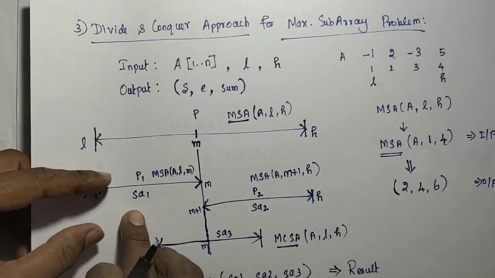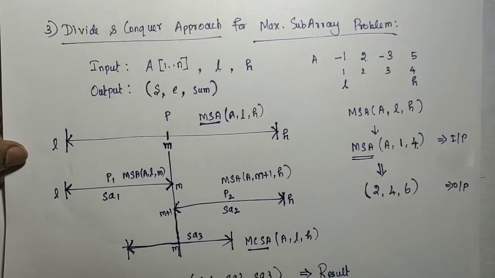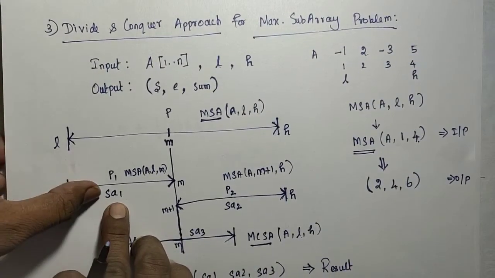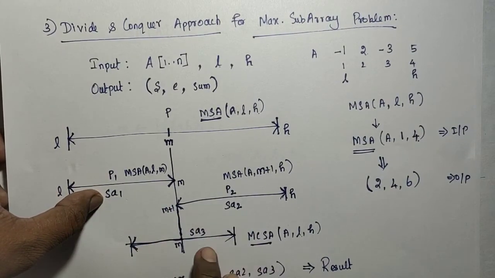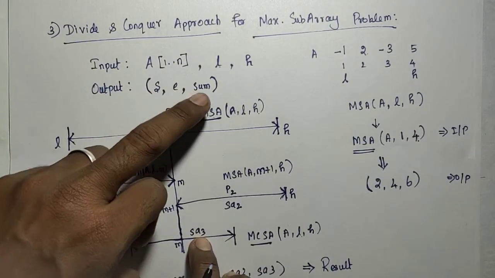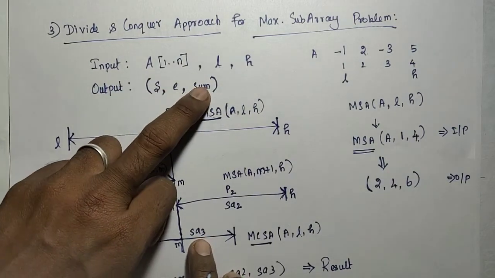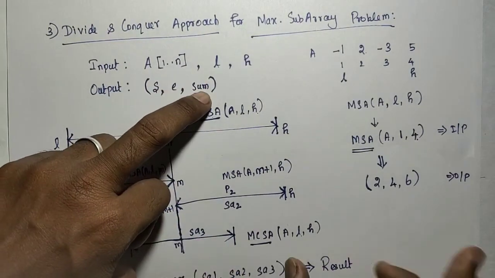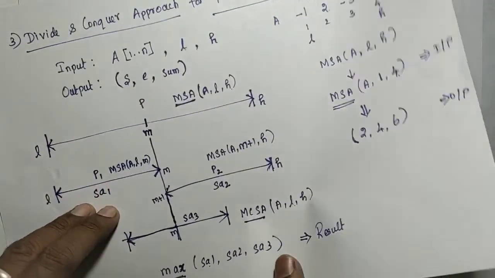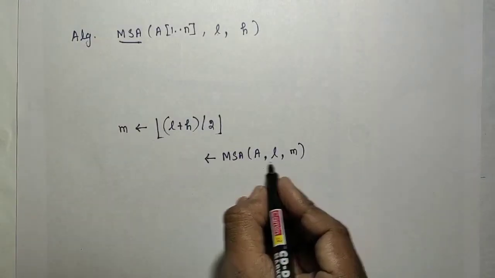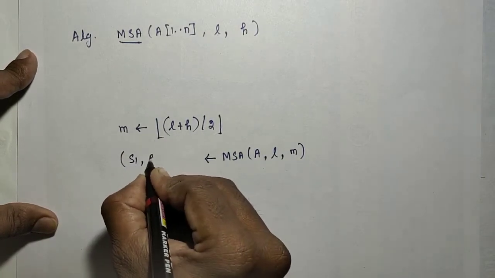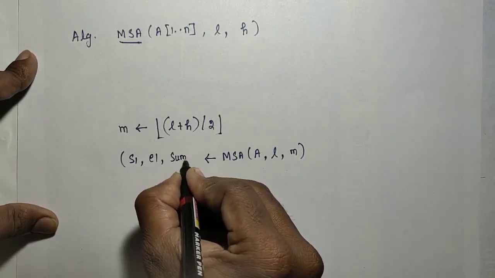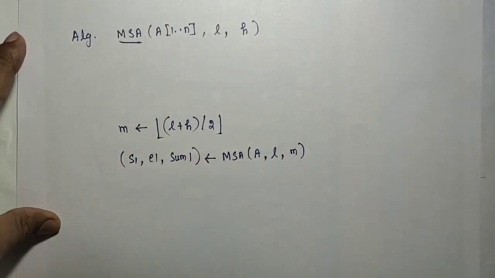So we can index and name it as subproblem 1, subproblem 2, and then subarray 1, subarray 2, subarray 3. That means S1, E1, sum 1; S2, E2, sum 2; S3, E3, sum 3. Like that we can name it. So the first one is SA1, the left side. SA1 means S1, E1, sum 1. So that is going to be returned.